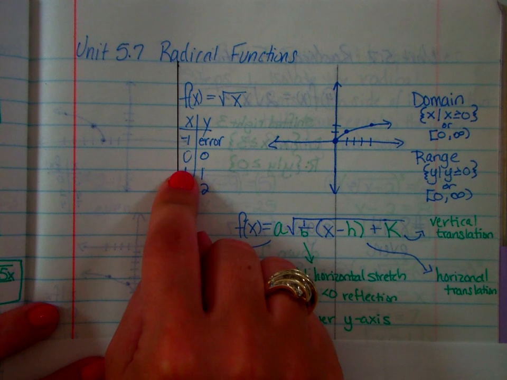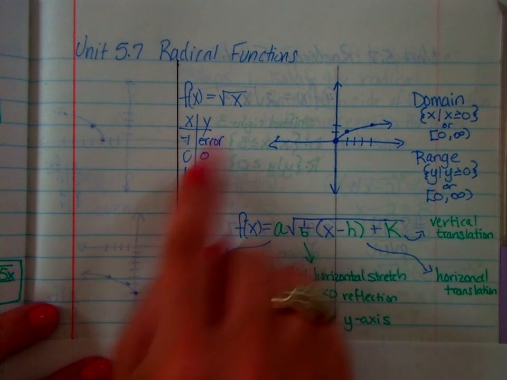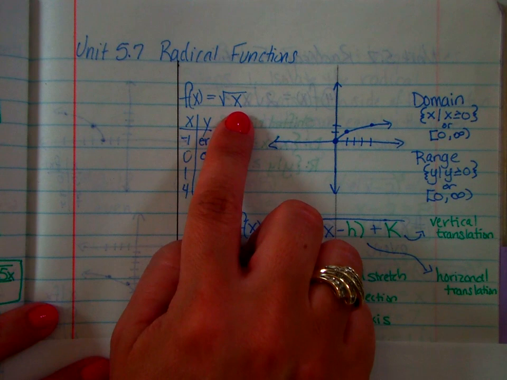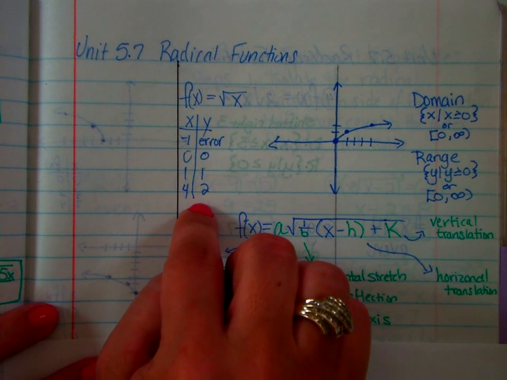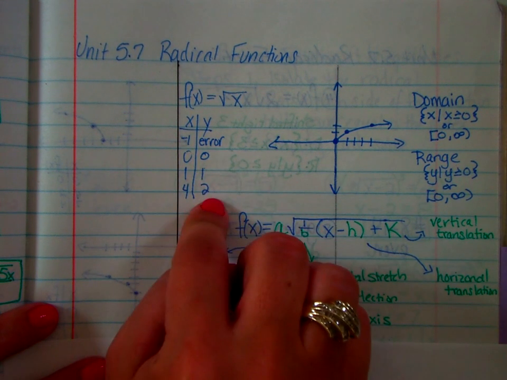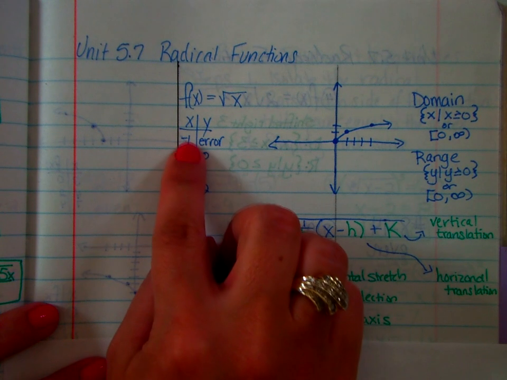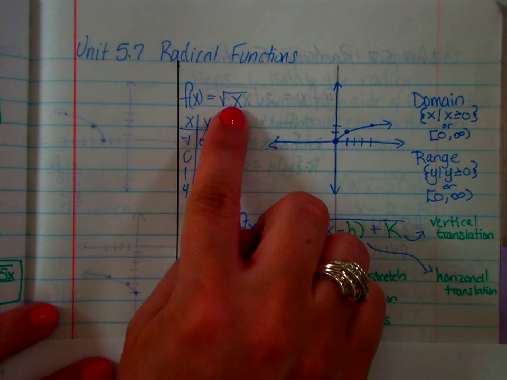So here, if you put a 0 in, the square root of 0 is 0. If I put a 1 in, the square root of 1 is 1. 4, the square root of 4 is 2. You can go 16, 25, 36, 49. You want all of the perfect square roots, so it is very easy. If you go to -1, we are going to get an error because the square root of -1 is actually i, which is an imaginary number.